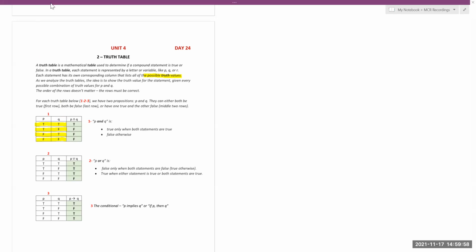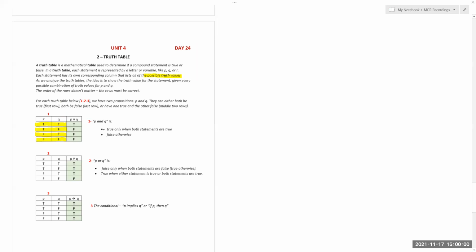So then if I do P and Q, and means I have to have both for it to be true. So here where I have true, true, I also have a true. Every other time I have at least one false. So therefore overall, the and is false.